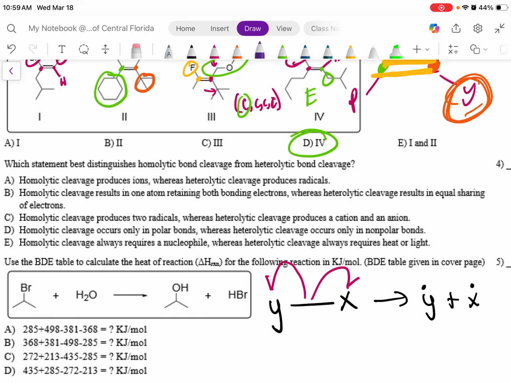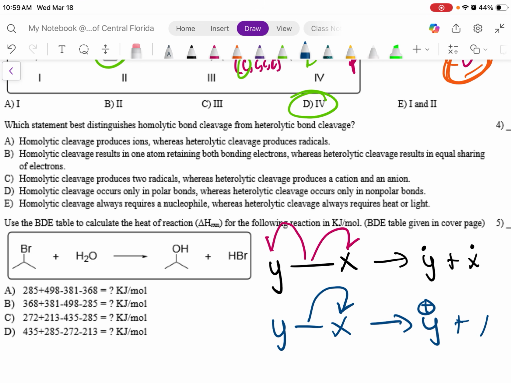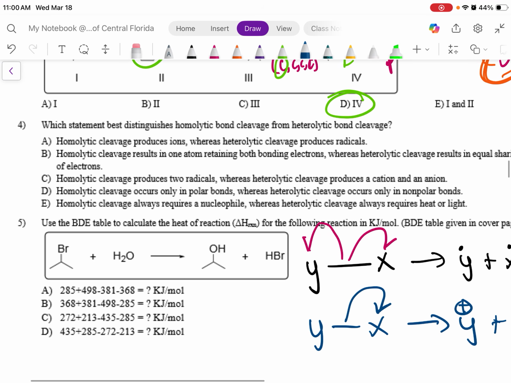In a heterolytic cleavage, one of those atoms, X or Y, typically the more electronegative atom, is going to get all the electrons within that bond, which then would make Y positive, and then X is going to have those lone pairs, which then would make that guy negative. So we have a cation and an anion. And as you look through the answer choices, the only one that makes sense would be C.